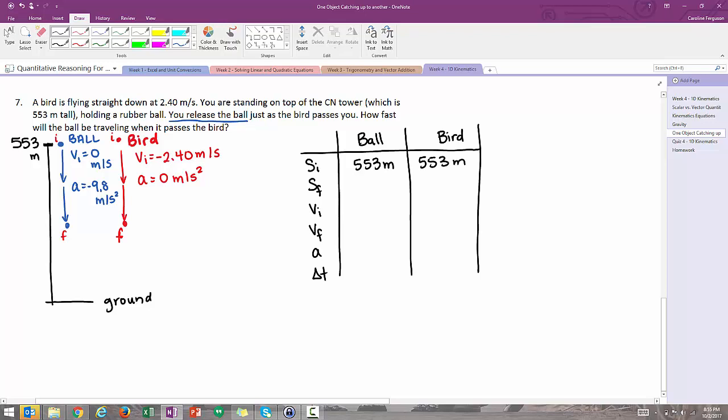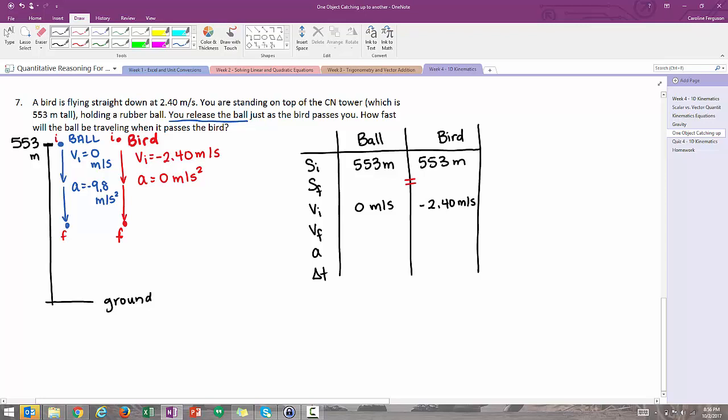The final position of the ball and the bird, we don't know what this value is, but we do know that when the ball catches up to the bird, it will have the same final position. So those two will be at the same value. Okay, now we have the initial velocity of the ball. So the ball, we have just released it, so we're assuming that it started off at rest. So the initial velocity is 0 meters per second. And for the bird, it's been flying at a constant speed of negative 2.4 meters per second.